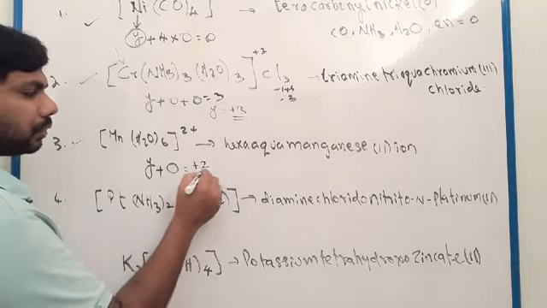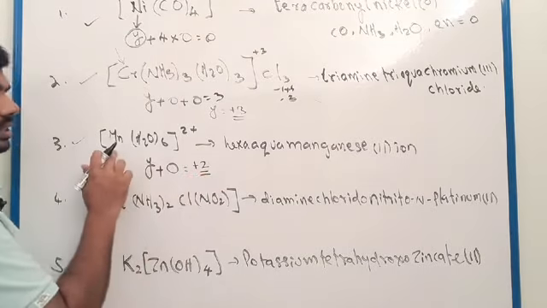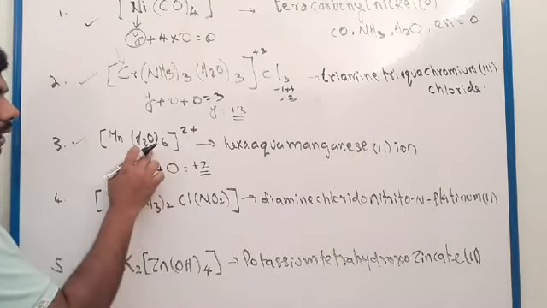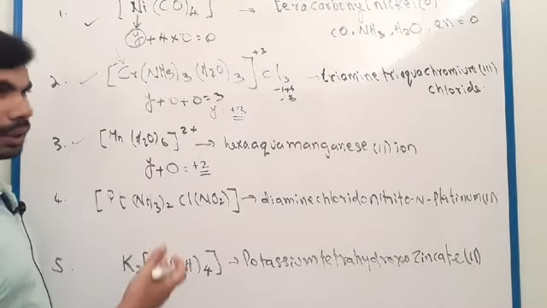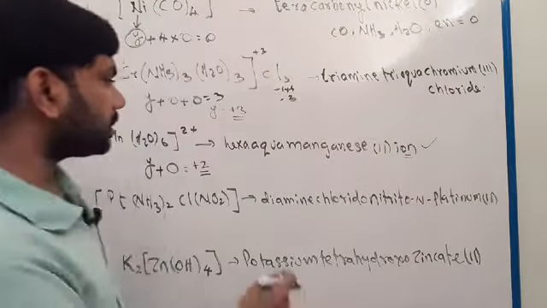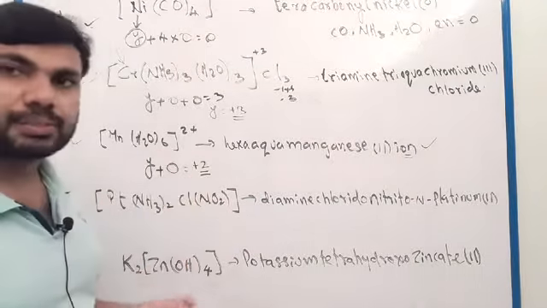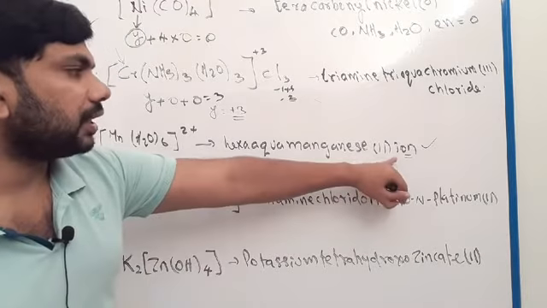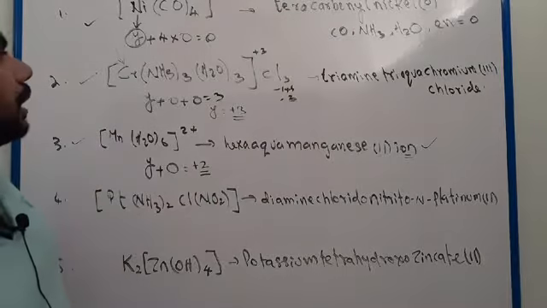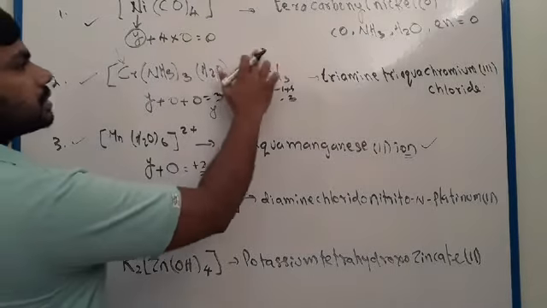Okay, so Y equal to plus 2. So oxidation state of manganese is 2. So here, hexaaquamanganese(II) ion. We have to write "ion" here. Why ion here? Because it is a charged species. In the previous case there were no ions because here it was like this.